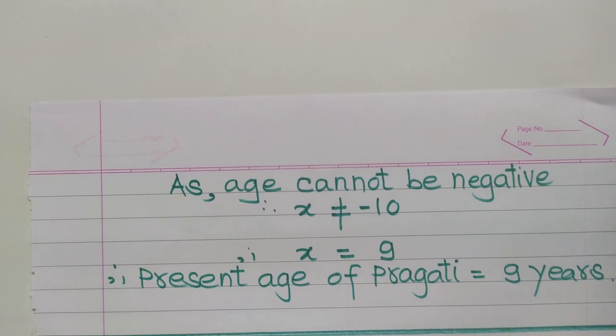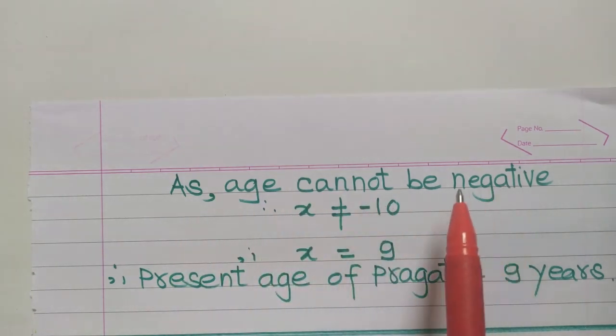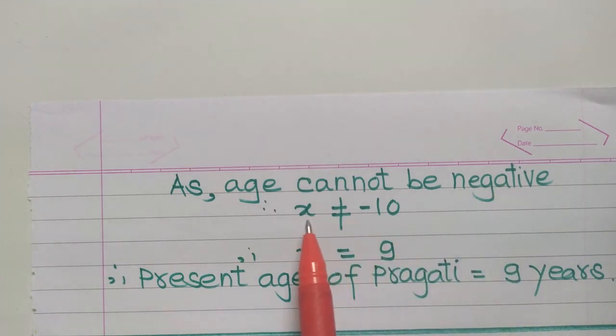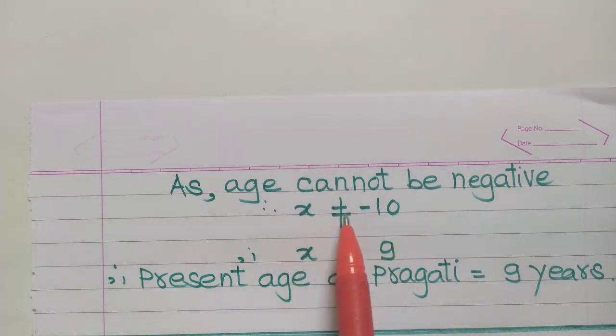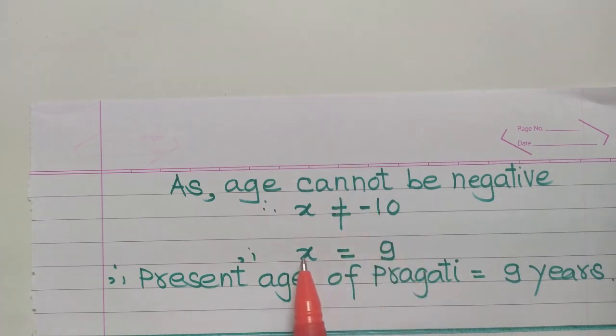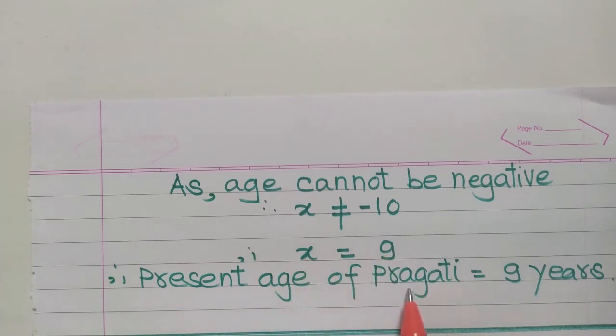But age cannot be negative. Age cannot be negative. So x is equal to minus 10 we cannot accept. So x cannot be equal to minus 10. So what will be x then? Second value, x is equal to 9. But x is nothing but the present age of Pragati. So the present age of Pragati will be 9 years.